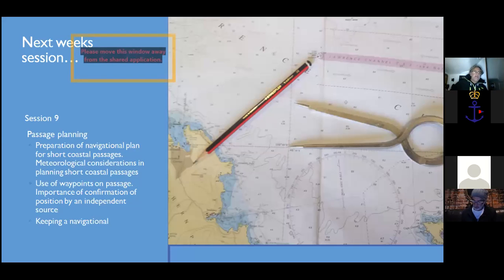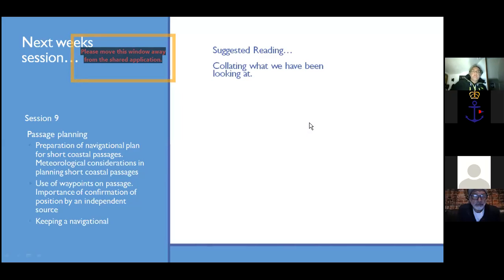Okay, so next week, we'll talk about passage planning: the preparation of passage planning, meteorological considerations, the use of waypoints on a passage plan, and keeping a navigational log. So basically, we're looking at what we've been creating over the last couple of weeks, session 9.